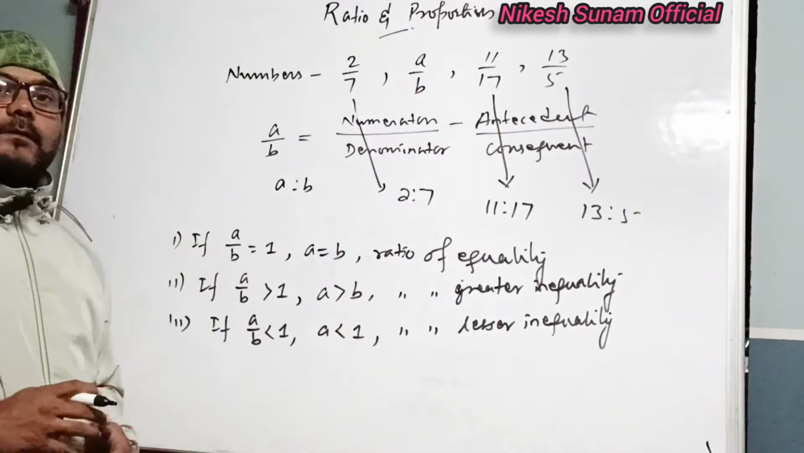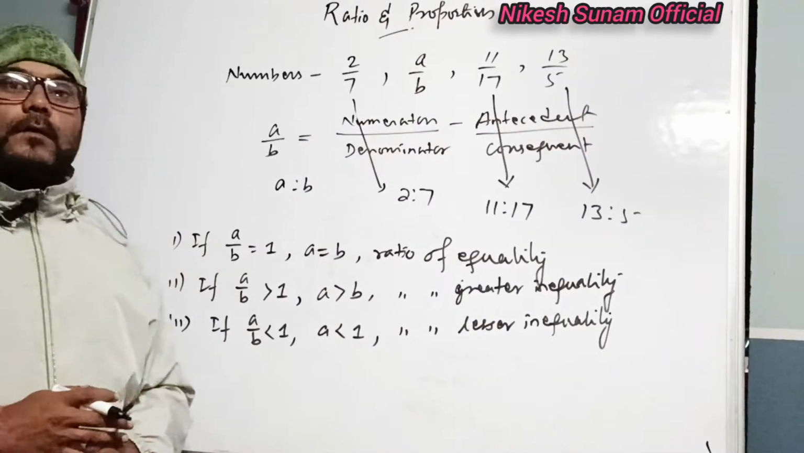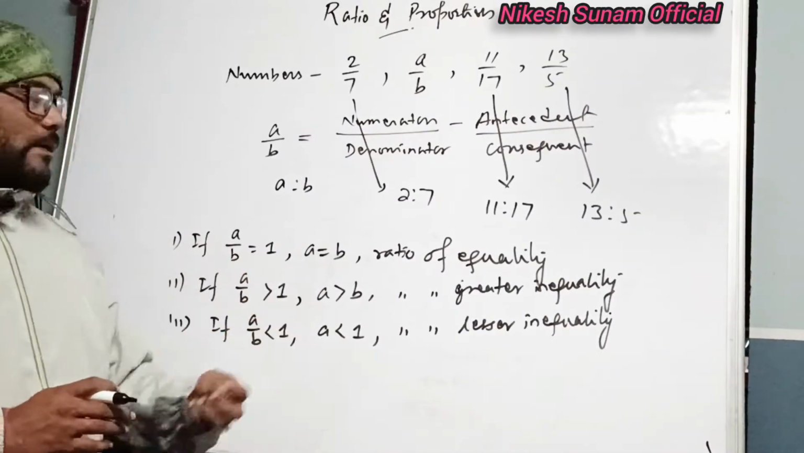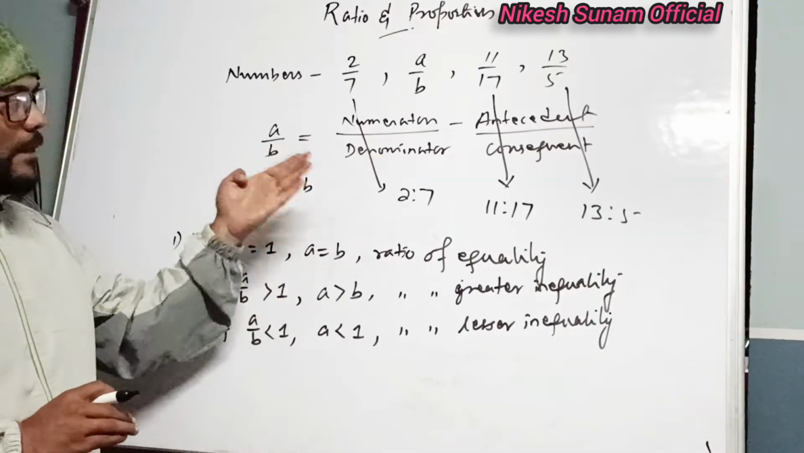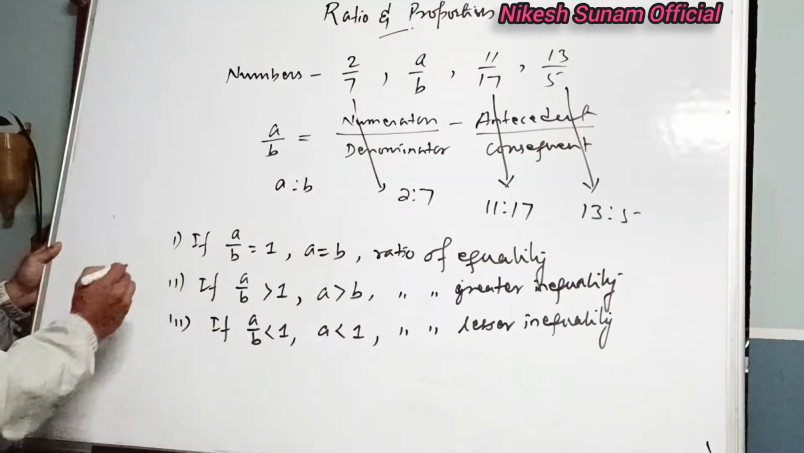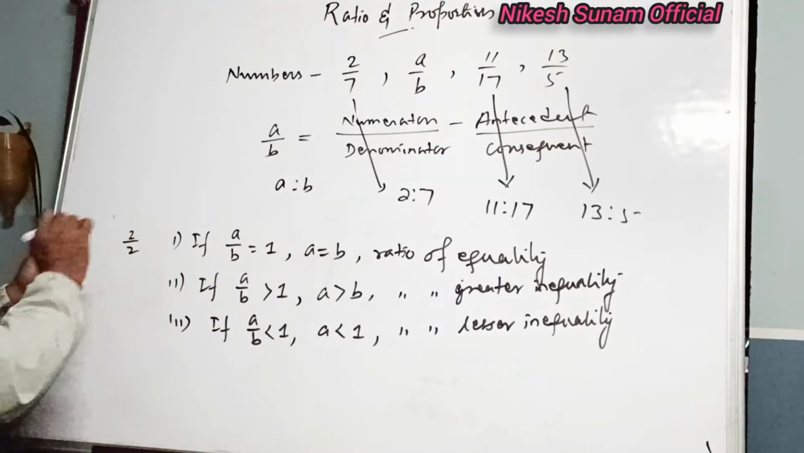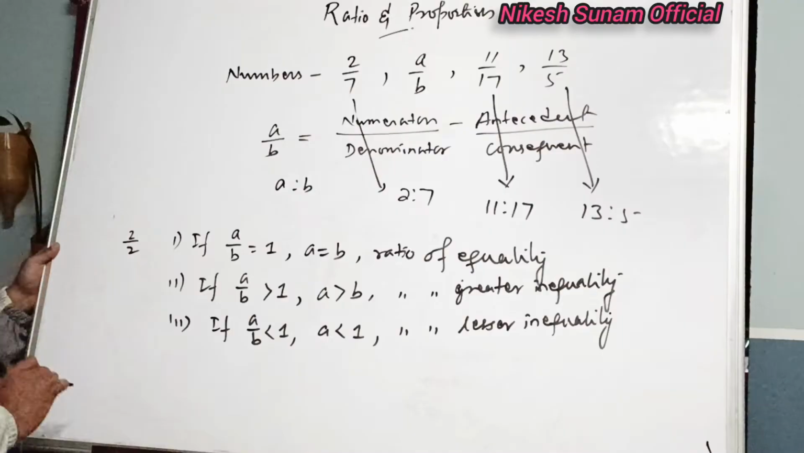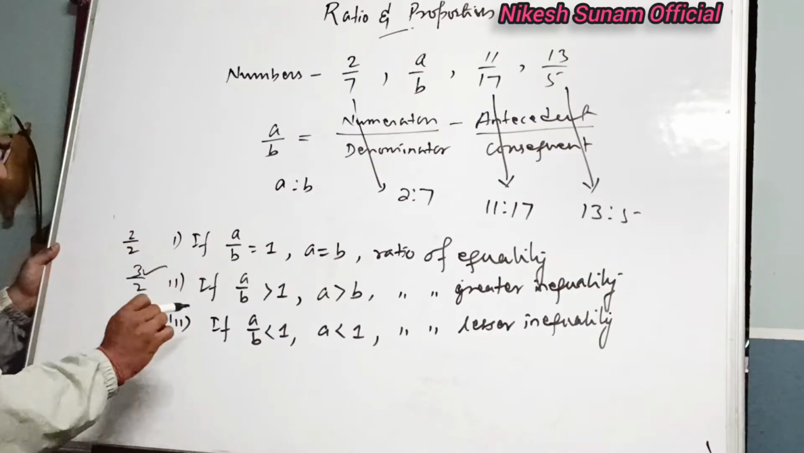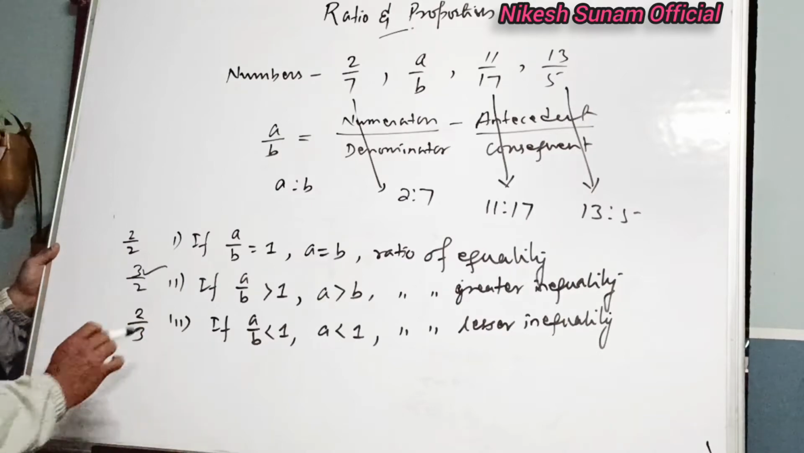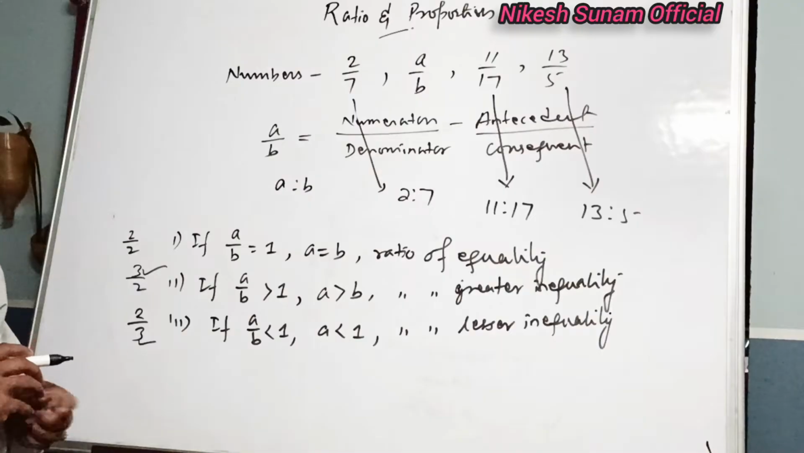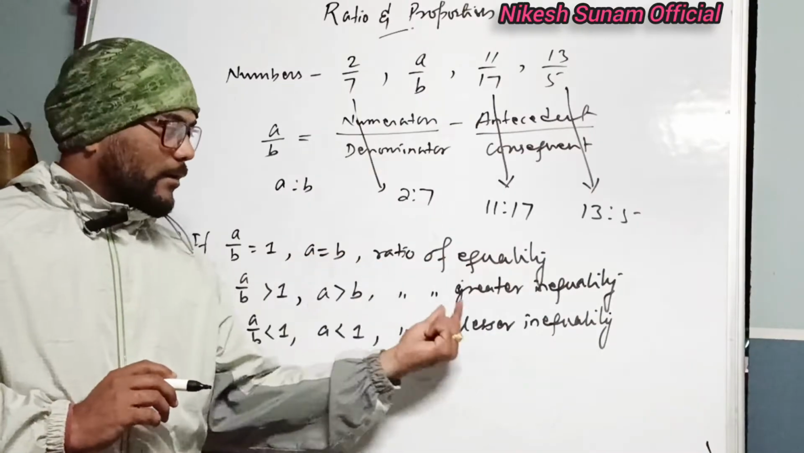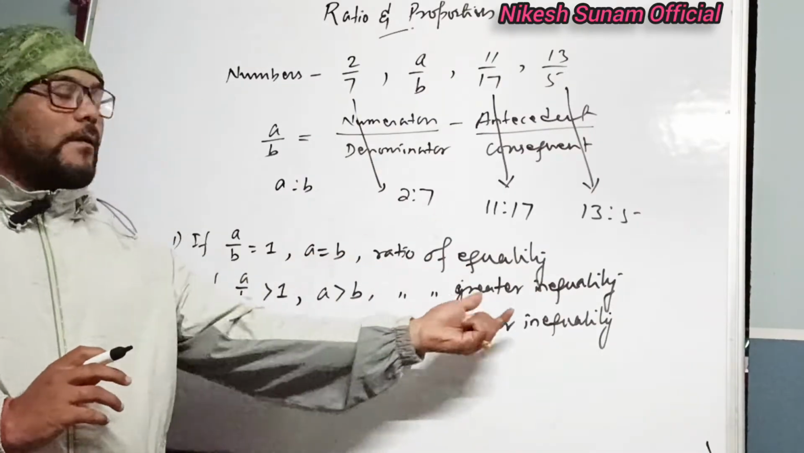So my dear students, you must know there are 3 types of ratio. If the ratio represents the same value, that means the numerator and the denominator have the same value, as for example 2 upon 2, where the numerator and denominator are both the same. In this case, 3 upon 2, where the numerator is greater. And in this case, 2 upon 3, where the denominator is greater. These 3 types of ratio are known as ratio of equality, ratio of greater inequality, and ratio of lesser inequality.